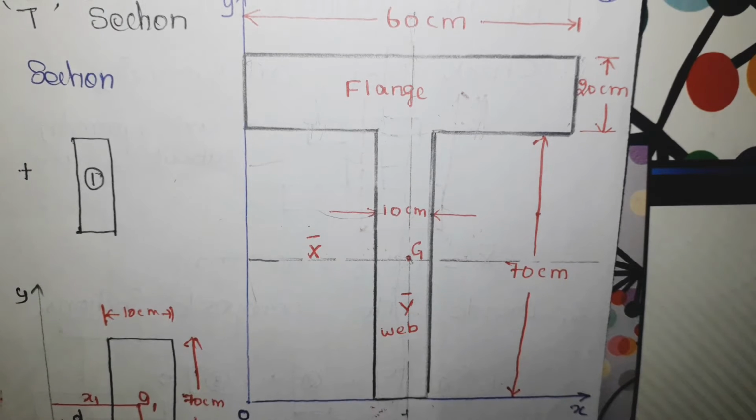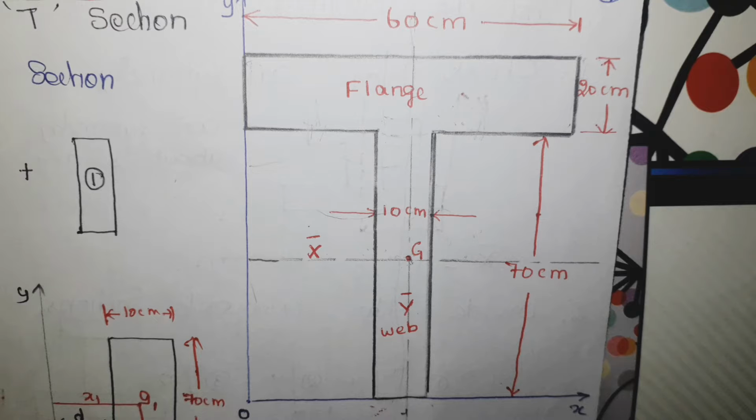Before going to solve the problem, first check whether the given object is axis symmetric or not, because if it is axis symmetric, then we can easily find the x bar and y bar. Now to check whether the given object is axis symmetric or not, use the x and y axis that I have already discussed in my previous video.